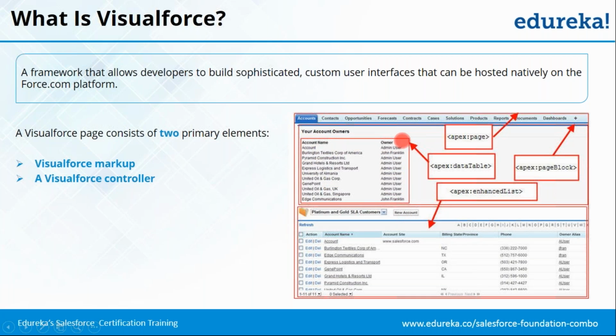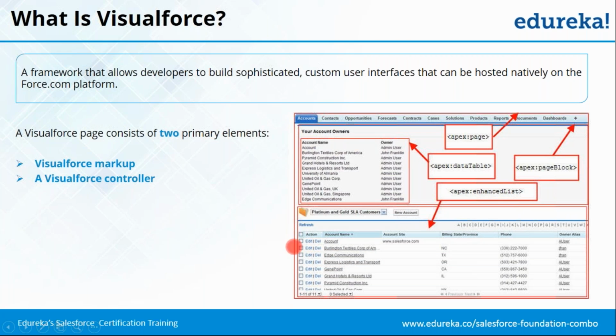This is created using this Apex code. We have a tag called apex:dataTable, so records and data are represented in the form of a data table with all those details. Similarly, you have another page block here, in which you have a list of records of multiple people. By using the tag apex:enhancedList, all the records that fall under a particular list will be displayed.